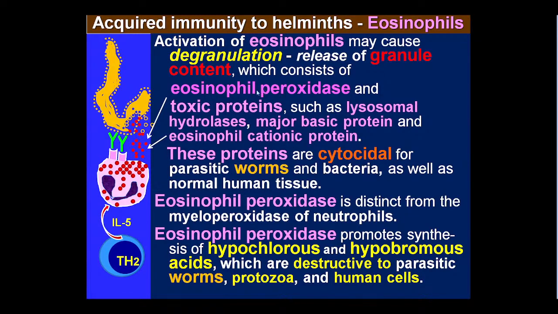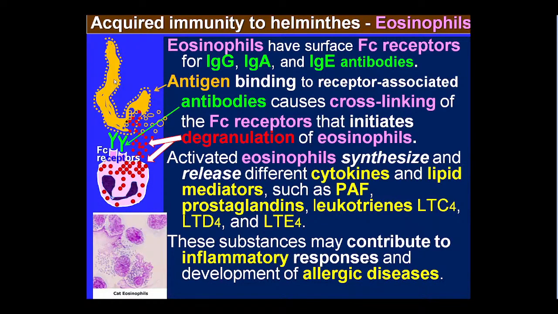And from eosinophils, eosinophil peroxidase and other toxic proteins such as lysosomal hydrolases and major basic protein are released. Why are eosinophils important? Because eosinophil peroxidase is distinct from the myeloperoxidase of macrophages or neutrophils. Eosinophil peroxidase promotes synthesis of hypochlorous and hypobromous acids, which are highly destructive for worms. These acids may destroy the tissues of the worm and kill this organism. The process is named degranulation.